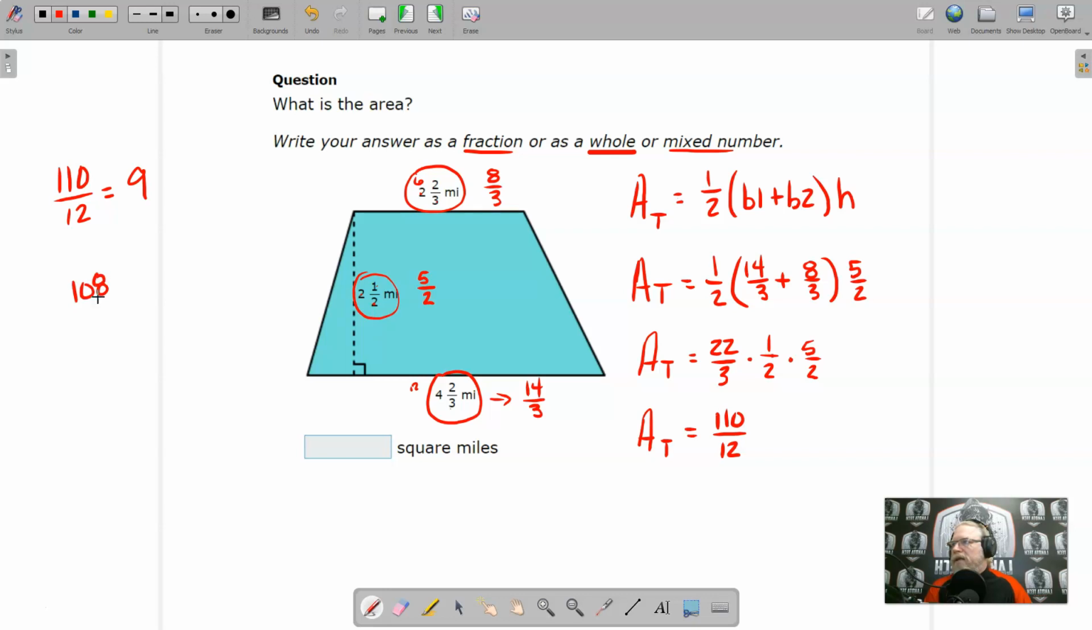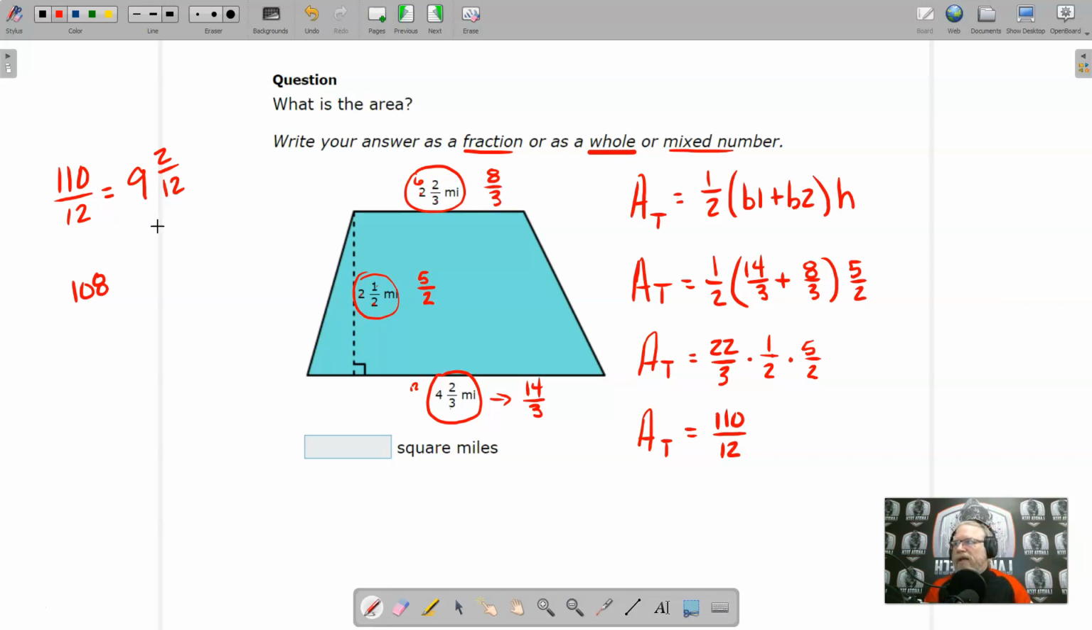90 plus 18 would be 108. Yep. So what's the difference of 108 and 110? That's a difference of 2. And the denominator stays the same, 12. If I lost you on this, go back and do a little bit of practice between converting from improper fractions to mixed numbers and mixed numbers back to improper fractions.